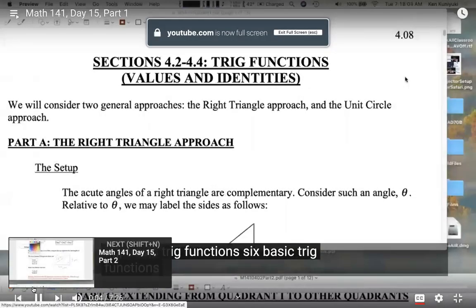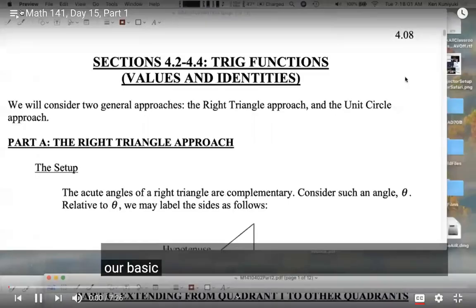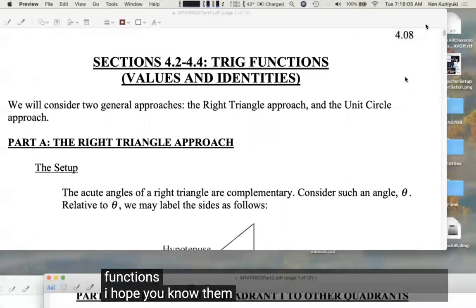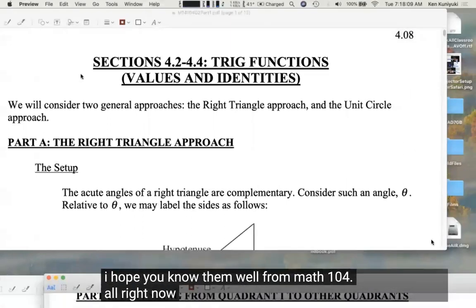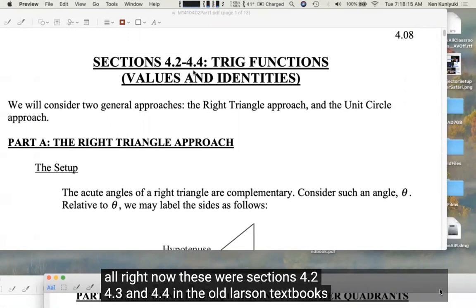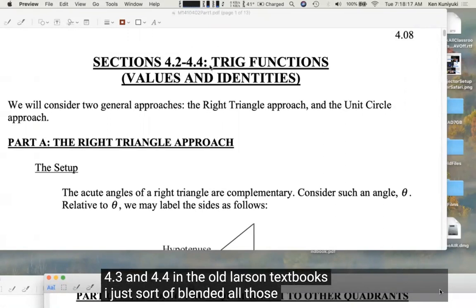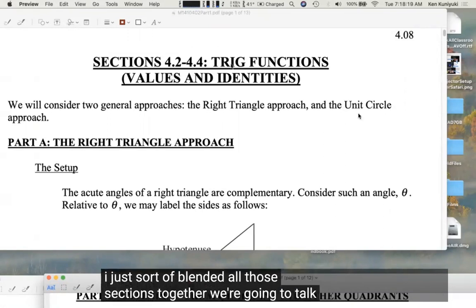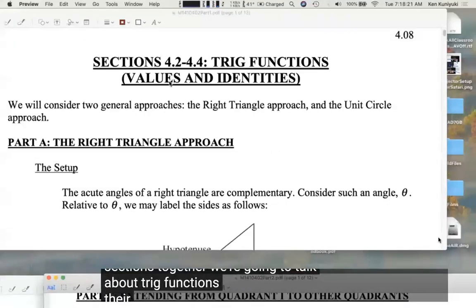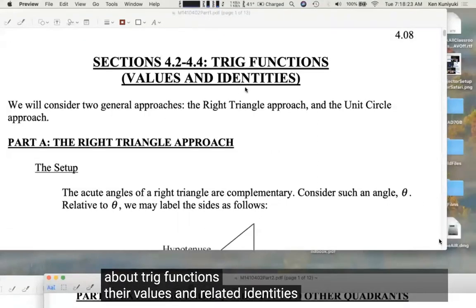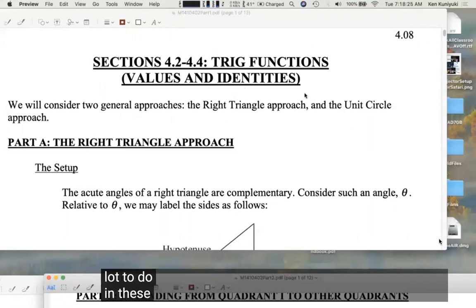Basic trig functions. I hope you know the 6 basic trig functions well from Math 104. All right. Now, these were sections 4.2, 4.3, and 4.4 in the old Larson textbooks. I just sort of blended all those sections together. We're going to talk about trig functions, their values, and related identities. So a lot to do in these 3 bulk sections.